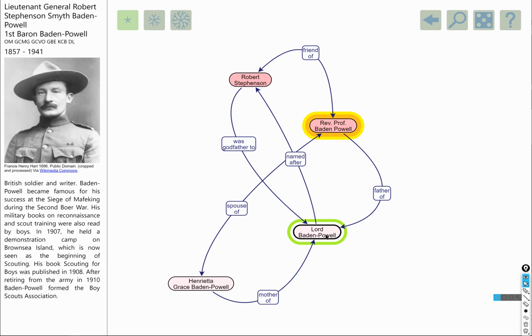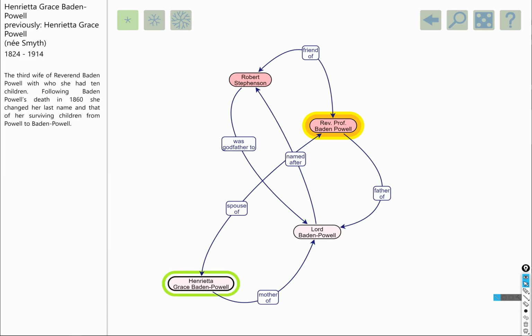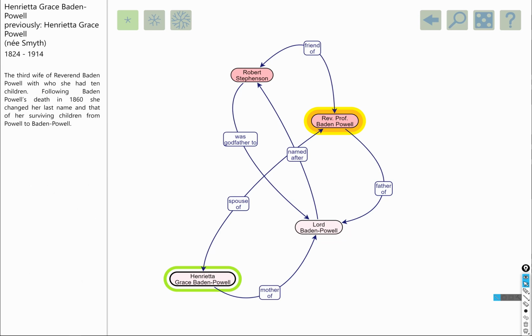Now, there is a lovely and entirely unsubstantiated rumor that Robert Stevenson, you can see here, it says he's the godfather of Baden-Powell. This lovely unsubstantiated rumor suggests that he was more than just a godfather. He was actually the biological father of Baden-Powell, and that he'd had a fling with Henrietta down here at the bottom of the diagram. I don't know whether this is true, but there's nothing like a bit of gossip, is there? Okay, so we're going to follow her and see where she can take us to.